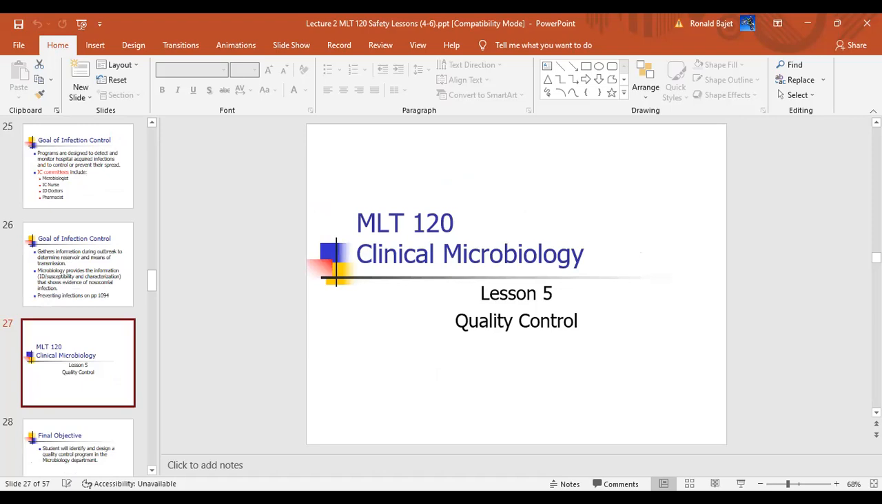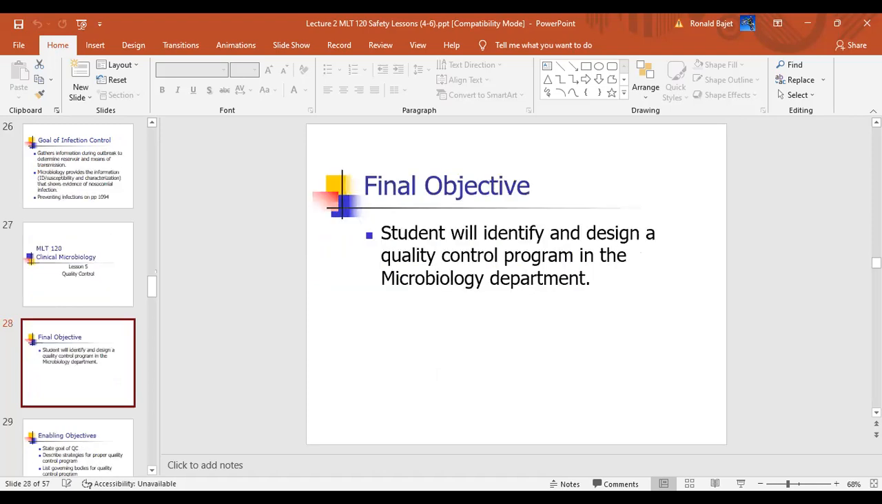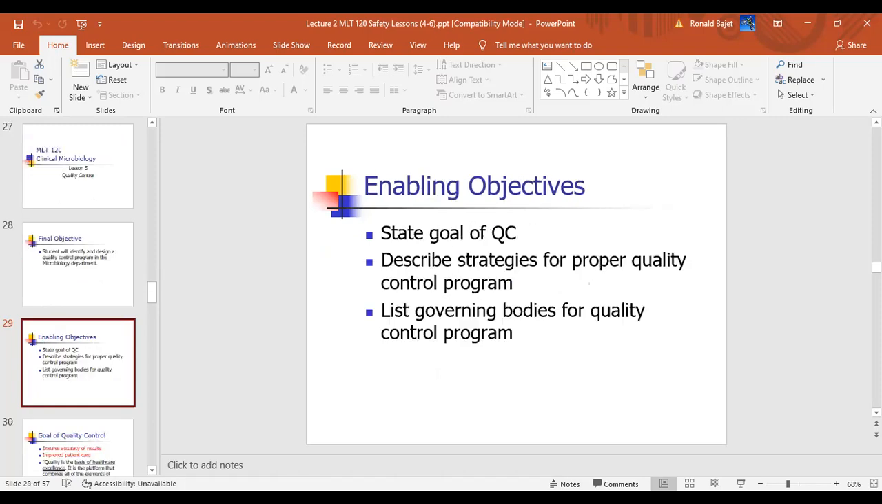Okay, quality control. Quality control is important no matter whether you're in microbiology, chemistry, or hematology. You always want to be in control. We'll identify and design a quality control program. The goal of QC: describe strategies for a proper quality control program, and the governing bodies, the governing bodies that tell us how to set up our QC program.